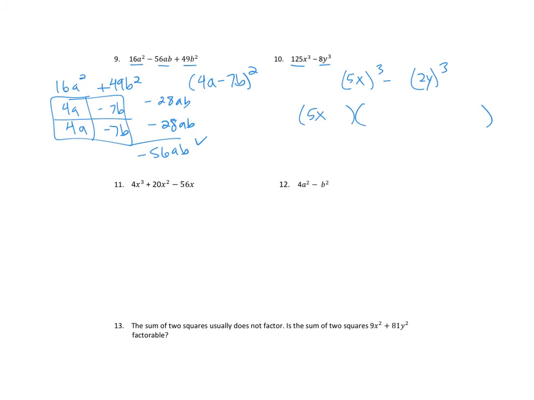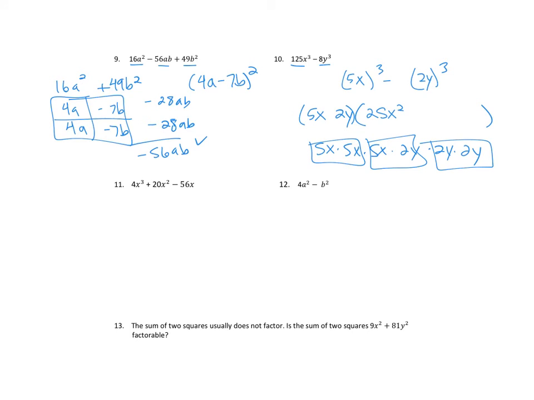The first factor is what's being cubed. Then to find the second factor, I need to get 3 of each of these and then box them up by 2. So the first term will be 25x squared, the middle term will be 10xy, and the last will be 4y squared. Same sign, opposite, always positive.